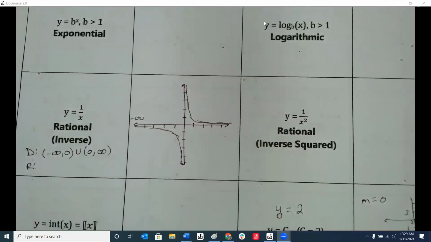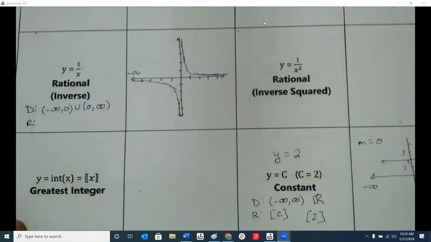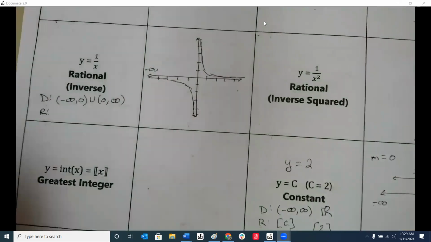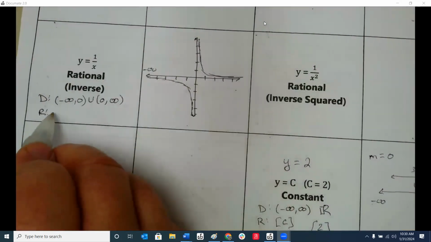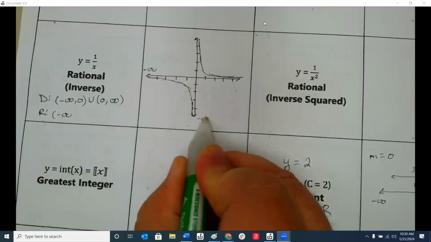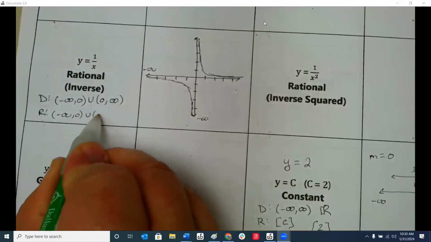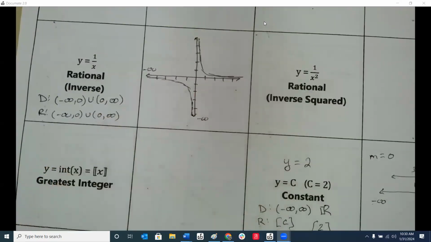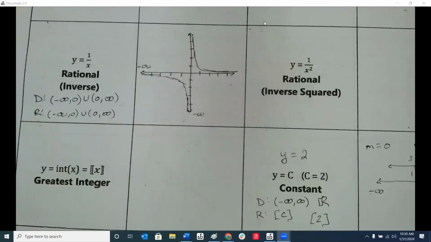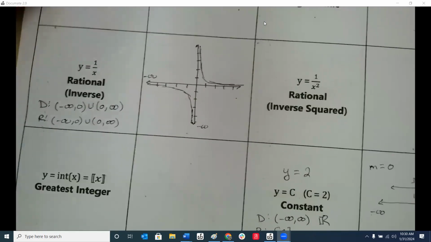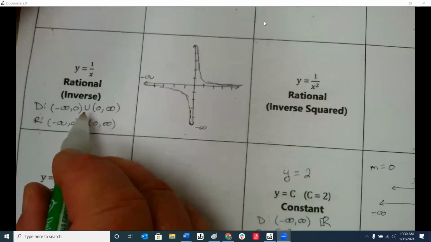Notice they're parentheses. They're not brackets. They're parentheses at 0. I cannot use 0 as an answer or an input. Same thing for the y values, for the range. I go from negative infinity all the way up, but very close to 0. And then just above 0 to infinity. So far, so good. What's the difference now between this equation and this equation?